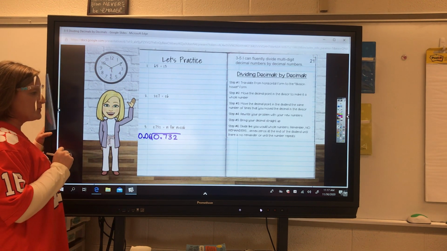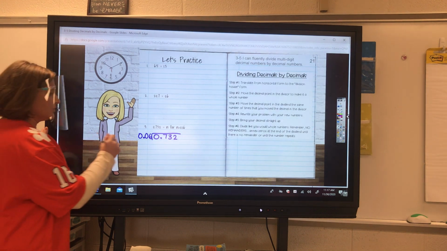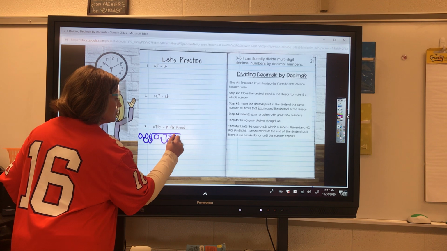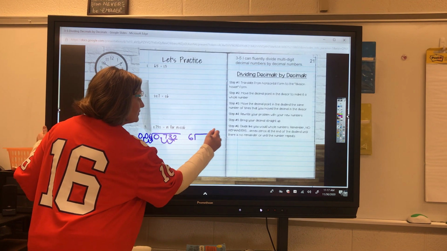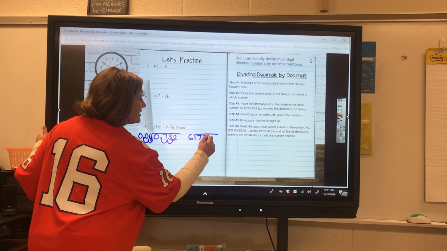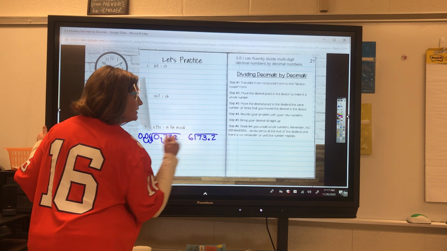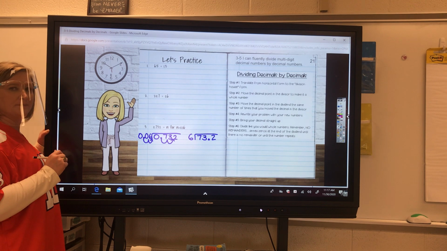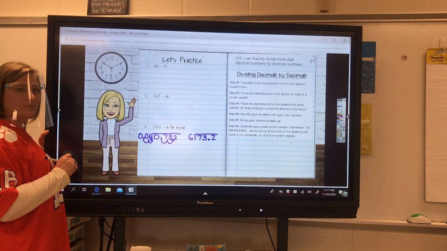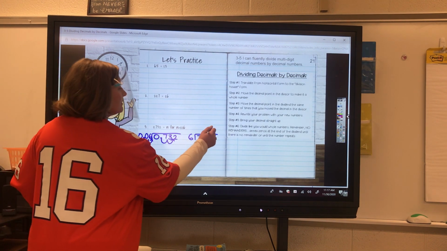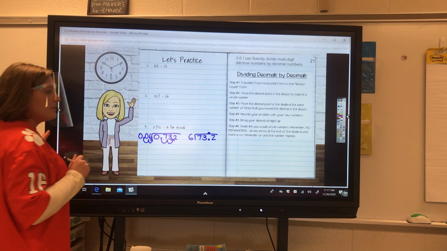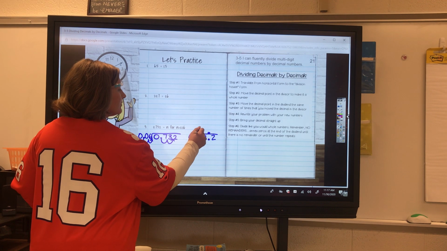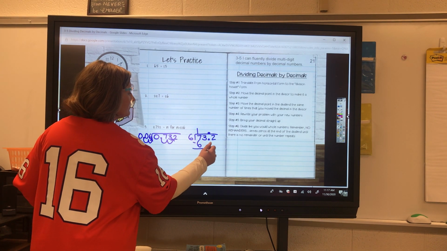All right, how many times do I have to move it? 2. 1, 2. So I have 6 on the outside, and I have 73 and 2/10 on the inside. What should I do with my decimal? Push it straight up. How many times will 6 go into 7? 1. 1 times 6 is 6.